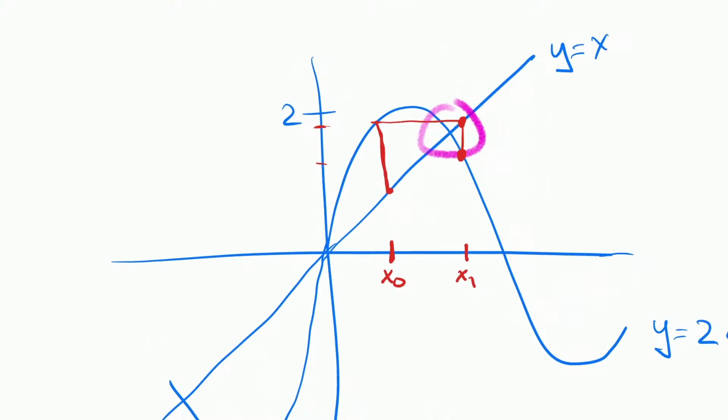Well, now I'm going to replace my x with that. So I move over to the y equals x curve, and this is x2. And then we repeat. We keep going around and around. So then this thing here is the function value there. And then we have this.